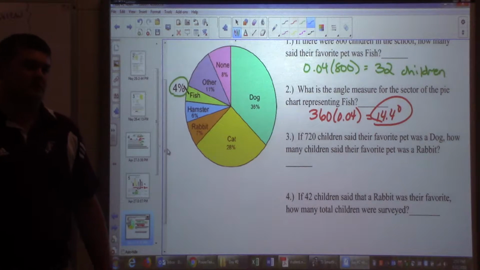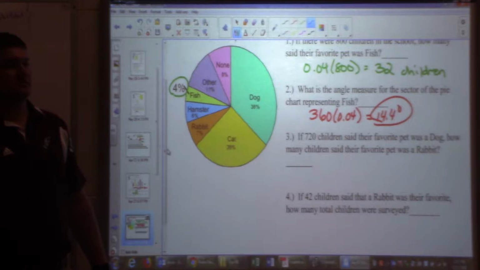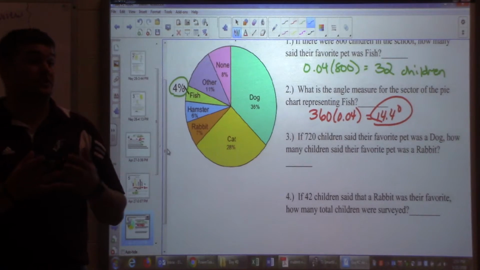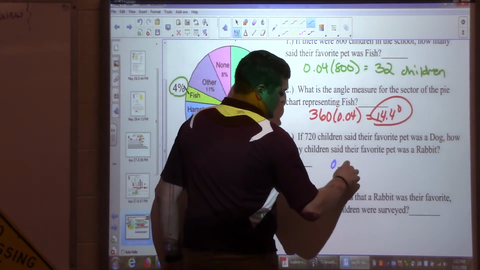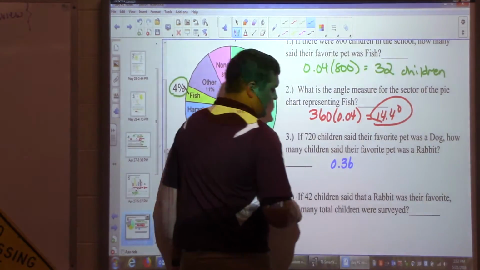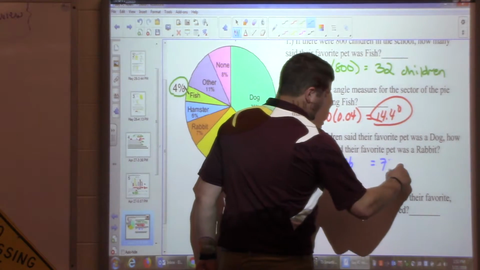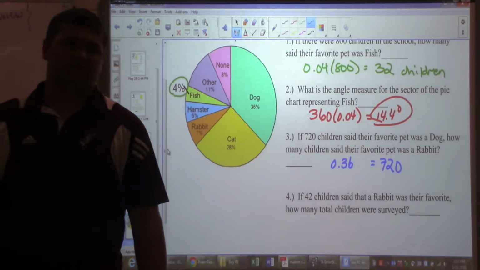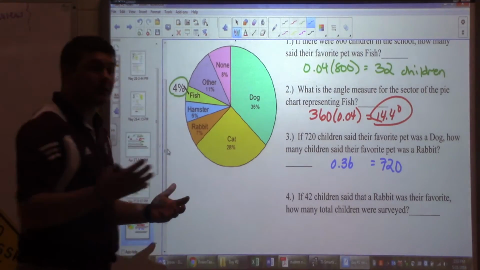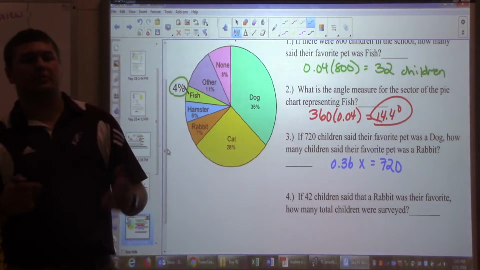So you need to find what that would be at 100%. Okay, so we need to find out how many children there were total, right? So if I took 0.36 and multiplied it by how many total students there were, I would get 720. Well, how many total students were there? X. We don't know. So we're going to put it as X. Or you could use Y, or you could use Z, or W, whatever you want to use.